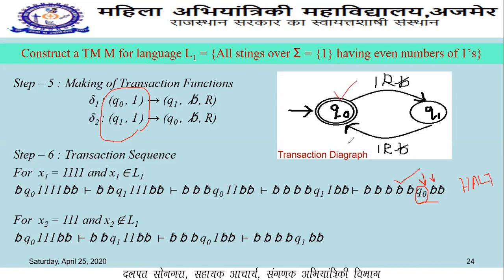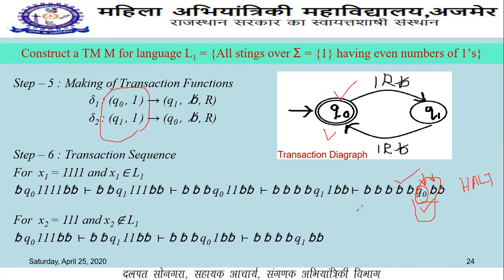We mark this as a final state because here we are designing the machine. So we mark this q0 as a final state. Halting at a final state tells us the computation is successful, because whenever we come to this situation, that is the acceptance of the input string.